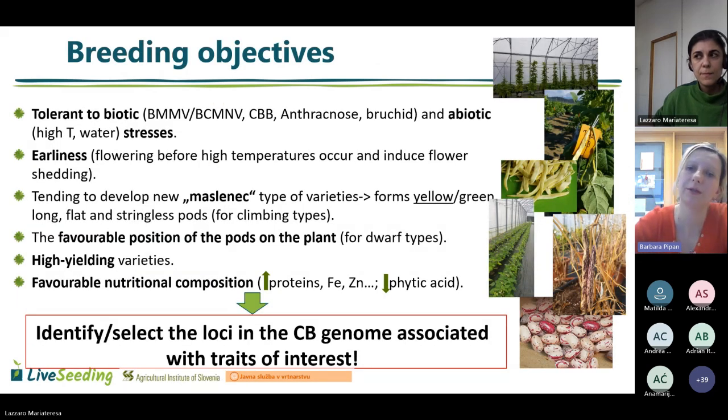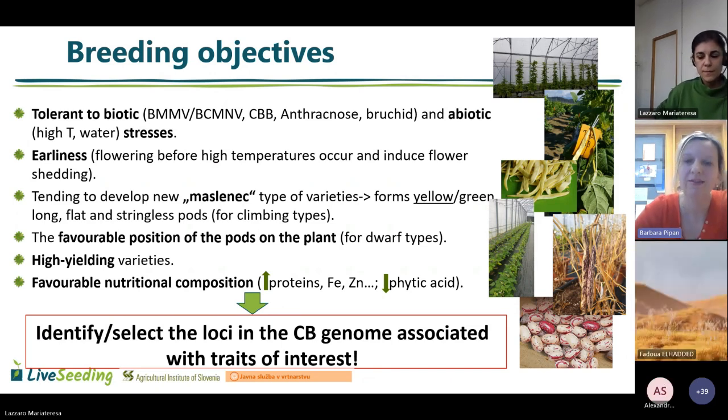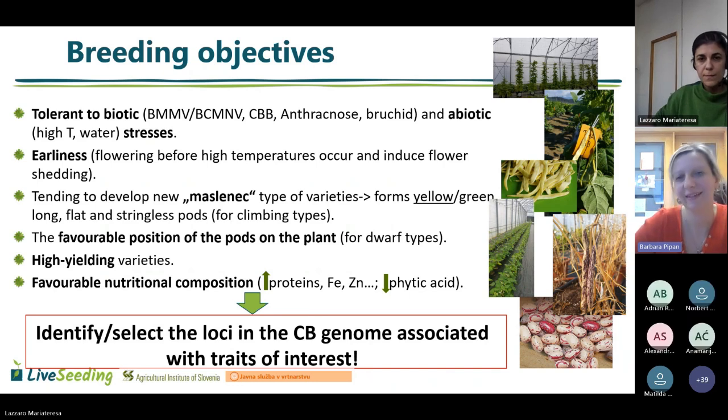So now we are going to the breeding objectives. For those who attended module 2, this breeding program was also presented in module 3, 2 weeks ago. The breeding objectives of the common bean, in our case, are mostly oriented to tolerance to biotic and abiotic stresses. In terms of biotic stress, we are talking about bean common necrosis mosaic virus and anthracnose resistance, as well as bruchid resistance.